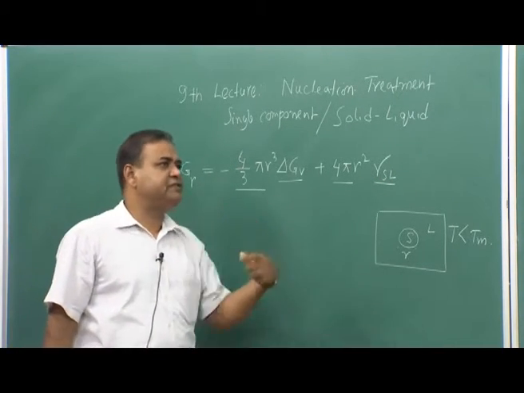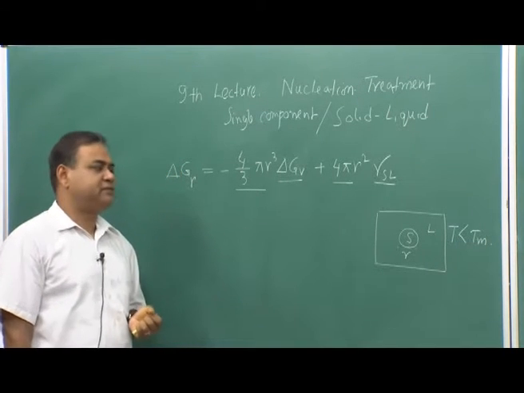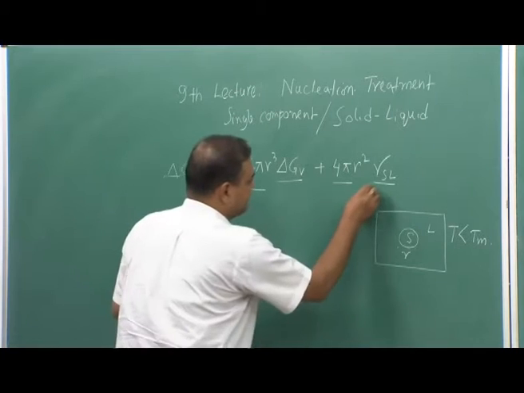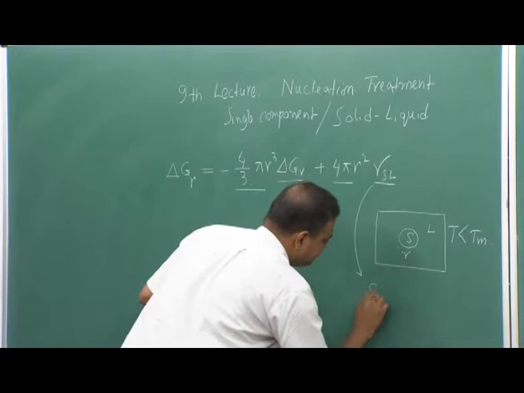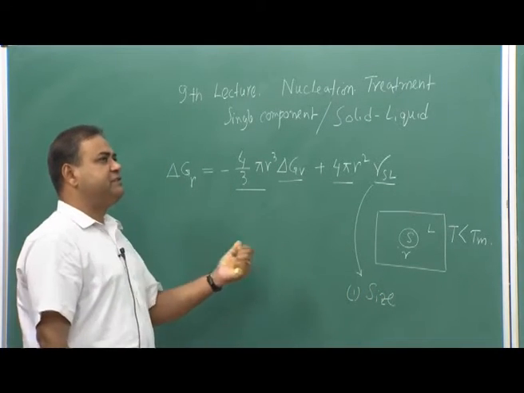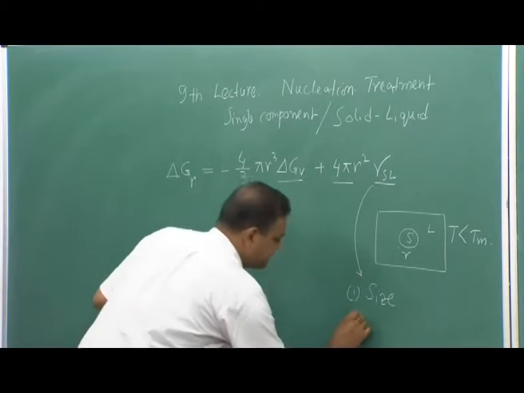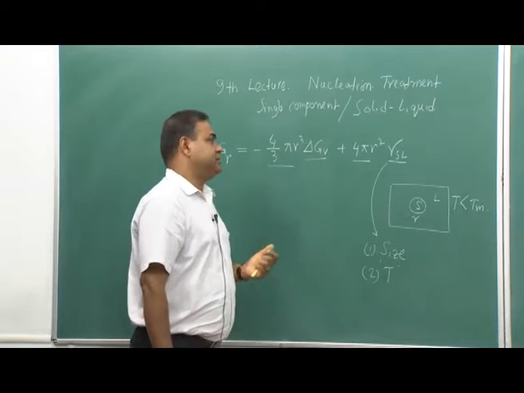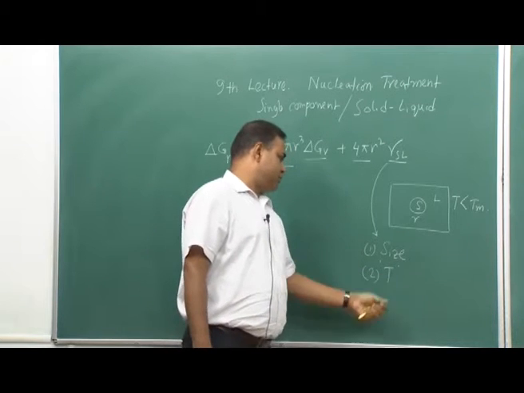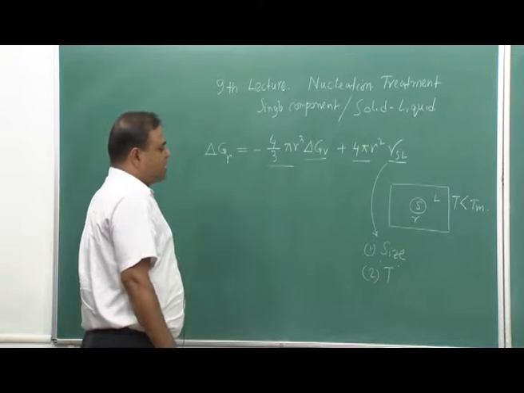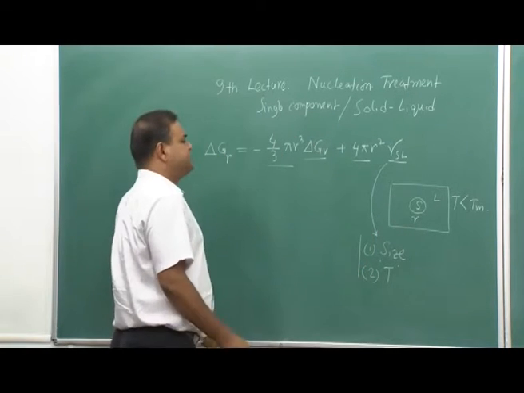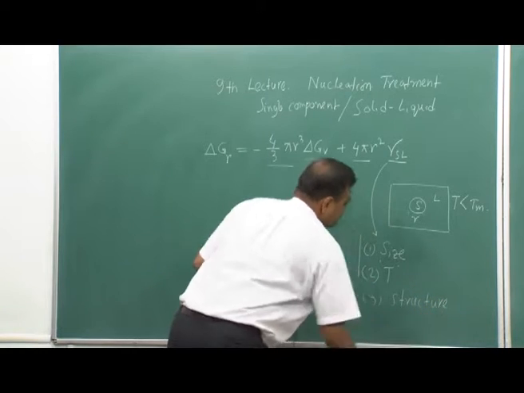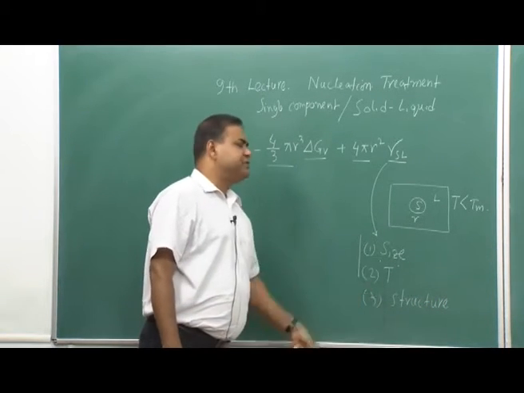Now, there are terms, for example, del G V and gamma S L. This gamma S L, which is the surface energy or the interfacial energy for the solid liquid interface, can depend on various factors. It can depend on size, that means if the radius increases or decreases, this can change. It can depend on temperature, because the interface is always a kind of entropy term, and that entropy term also would depend on temperature. It also depends on the structure of the interface. So, there are several factors, but these are the major ones.